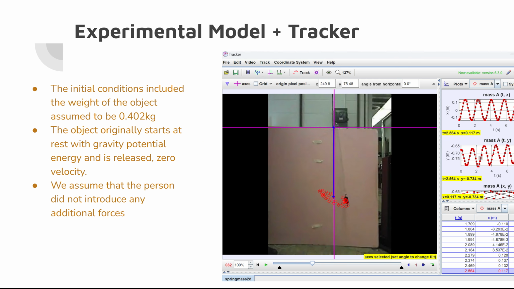So here's my experimental model and tracker. You can see the initial conditions included the weight of the object, which we assume to be 0.402 kilograms. The object originally starts at rest with gravitational potential energy and is released with 0 velocity. We assume that the person did not introduce any additional forces. Here you can see that being demonstrated in the tracker.